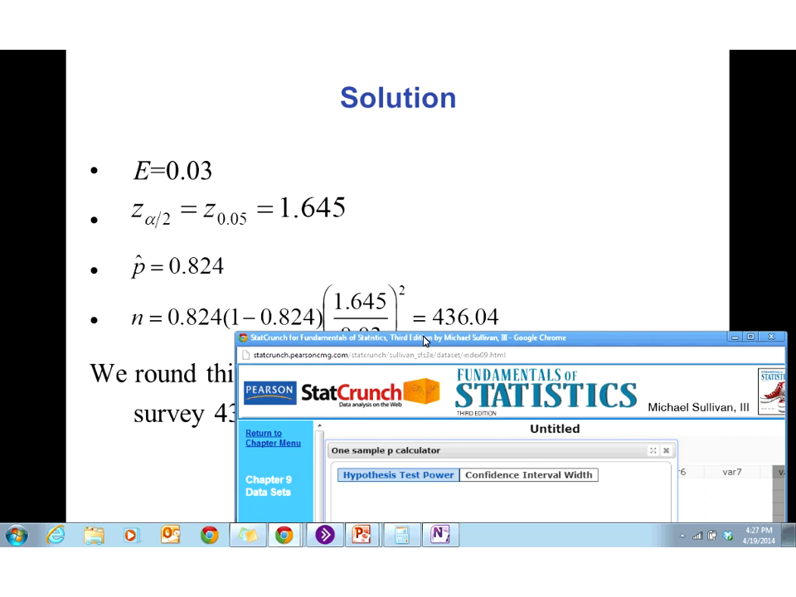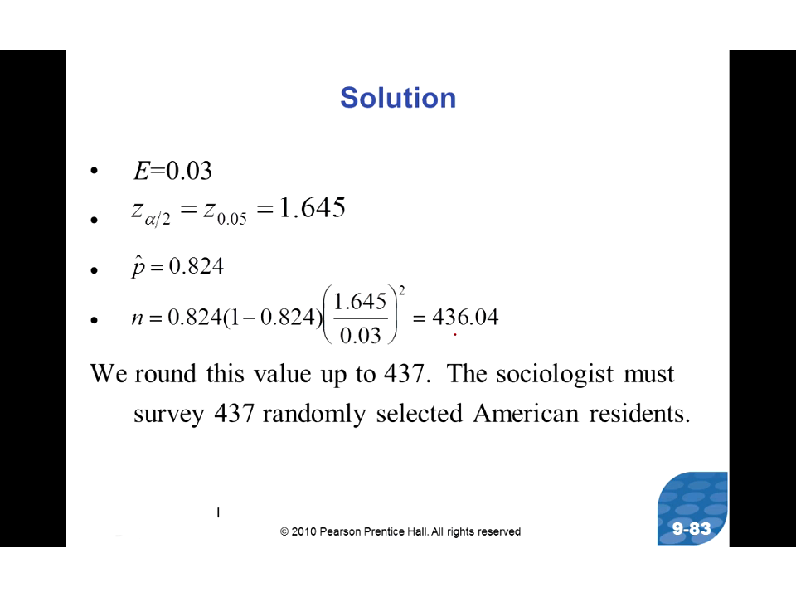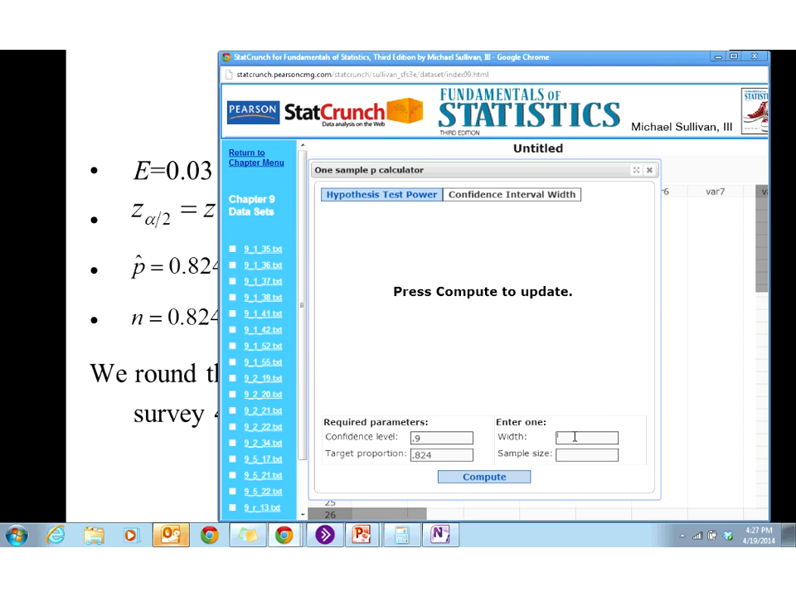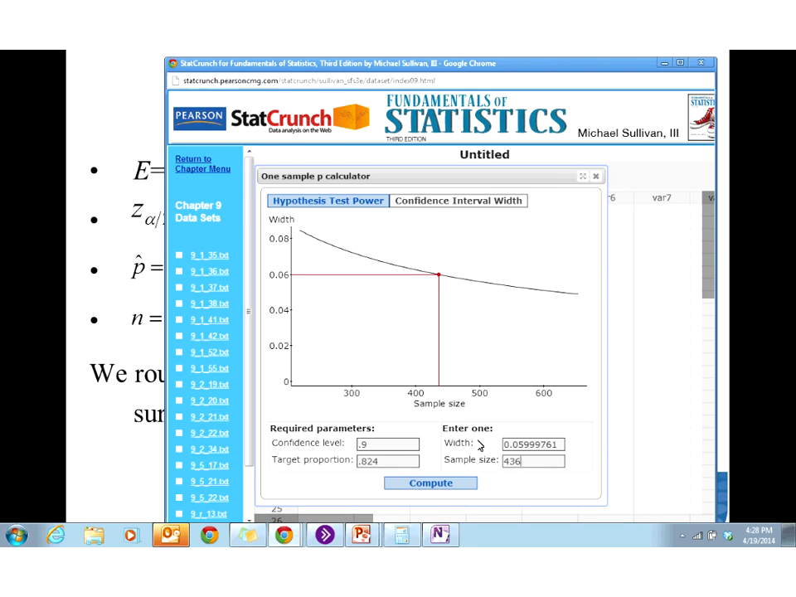Okay, for the width, you know, the margin of error is 0.03, but the width of the confidence interval, if you think about it, you're doing plus or minus 0.03. So the actual width of the confidence interval is 0.06. You have to take that number and multiply it by 2. And it gives you 436, but you always need to add 1 to whatever this calculator gives you, because it seems to round down and we need to round up. So there's 436, but we really need 437.